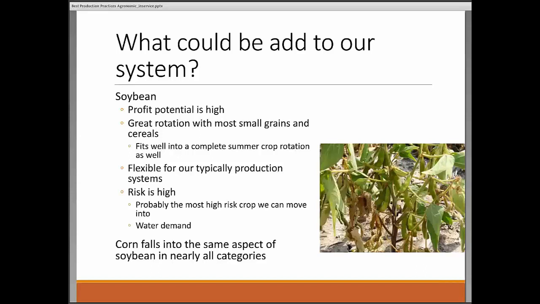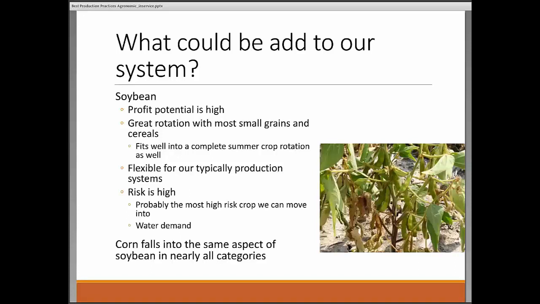It's also a great rotation with all of our small grains and our cereals. It fits well into a summer crop rotation, very flexible within our system, because we can do that double crop system. Actually, one of the best ways that we can integrate soybeans into our production system is to grow it right after wheat, as long as there's moisture.